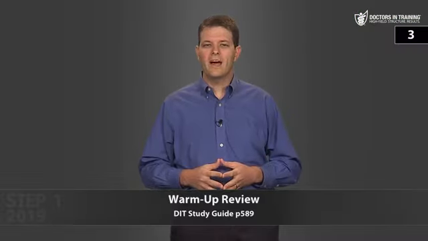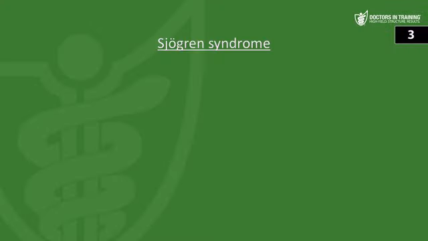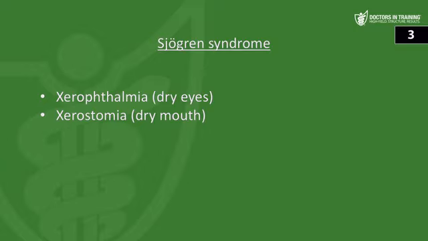Last one. What are the classic symptoms of Sjogren's syndrome? So with Sjogren's syndrome, you're going to have xerophthalmia, which is dry eyes, xerostomia, which is dry mouth, and arthritis. Now let's move on to the lecture.